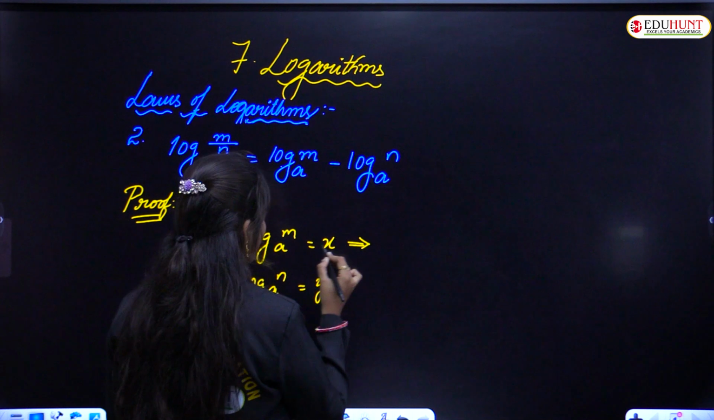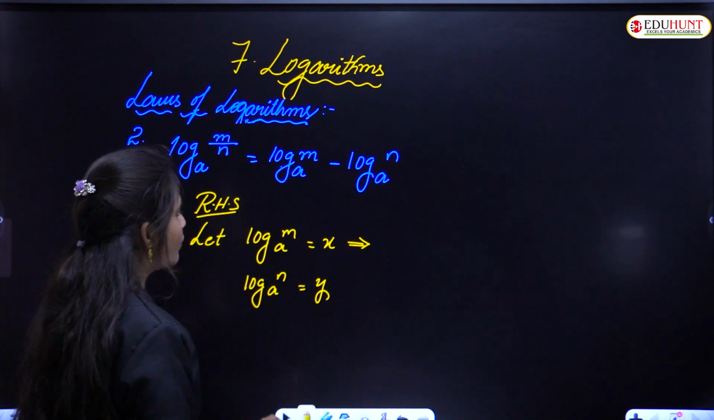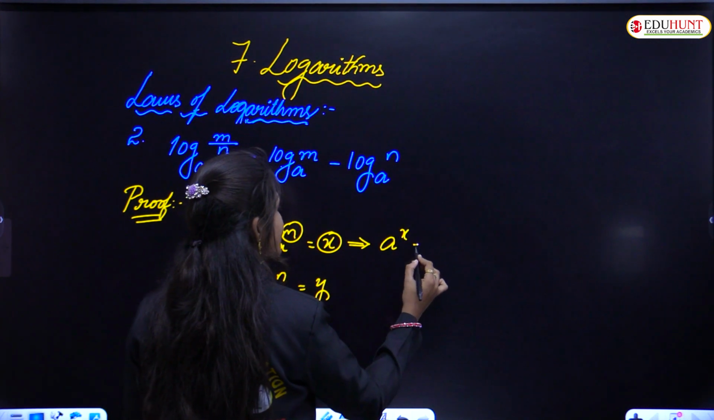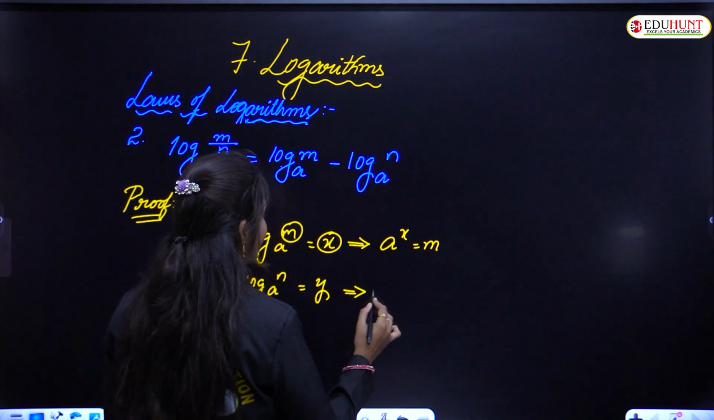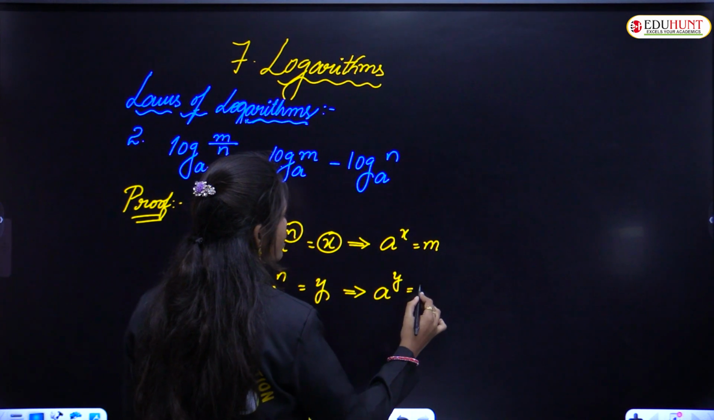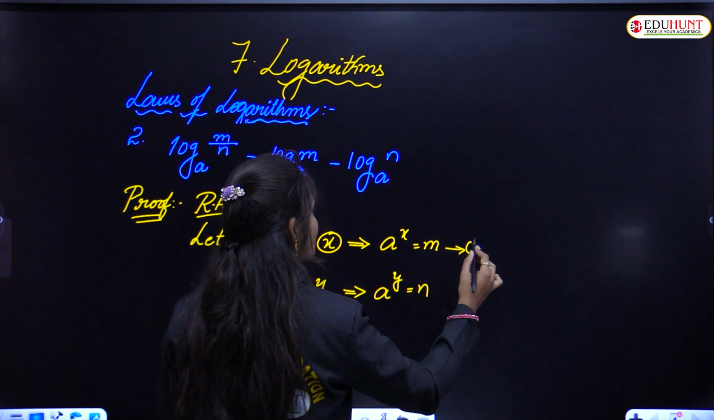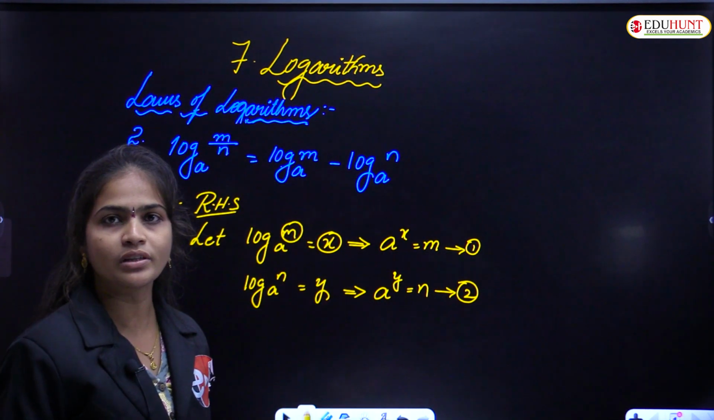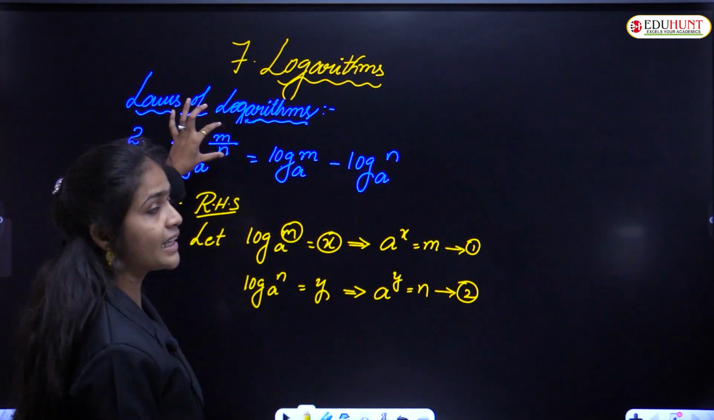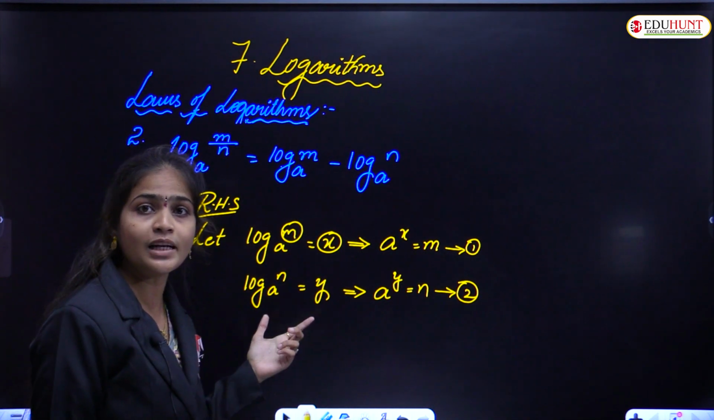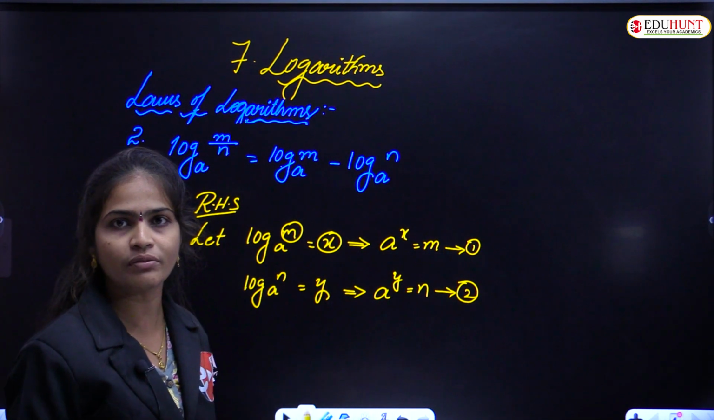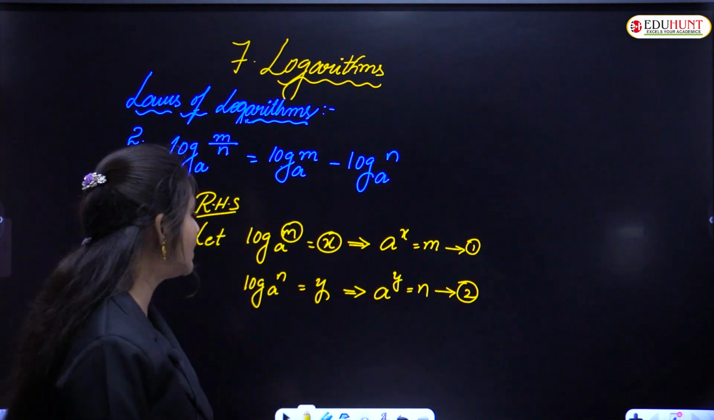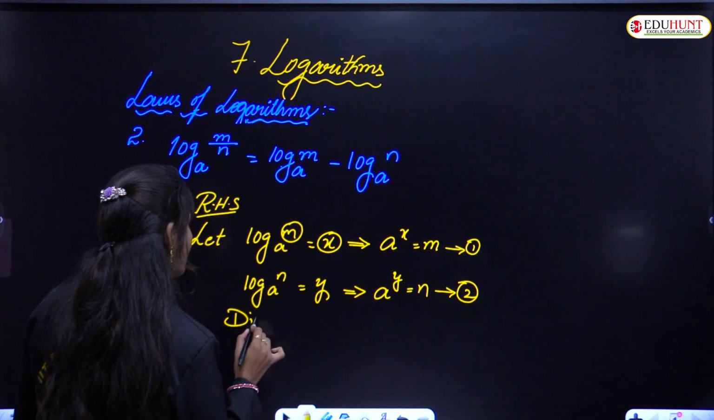From this, just convert the logarithmic form into exponential form. What will you get here? We have to change these two values, no? So a power x is equal to m, and a power y is equal to n. This is equation number 1 and this is equation number 2. Okay children, one more thing: in the previous law we took a product, that's why while taking the proof also we multiplied equations 1 and 2. Here what is the form? Division. So what do we have to do? Yes, very good, divide. So divide equations 1 and 2 here.